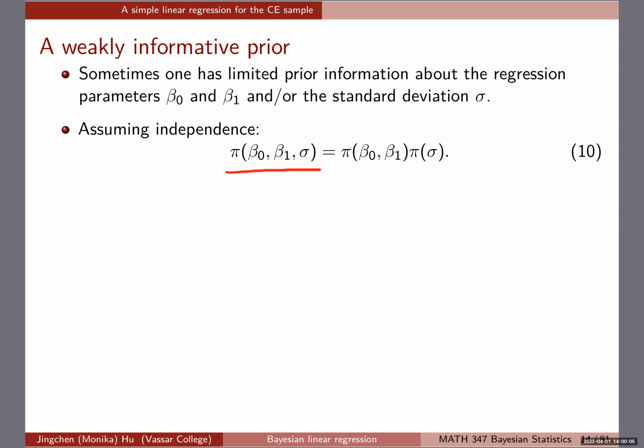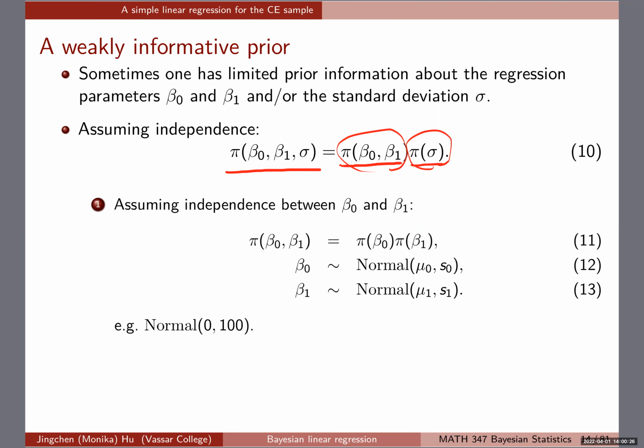The first part is a joint prior between beta 0 and beta 1, and then another individual prior for sigma. And this is assuming independence, so we're able to break the joint into the product of 2 marginals, or I should say 1 marginal and another joint, because we have 3 parameters in total. So this is just a starting point.